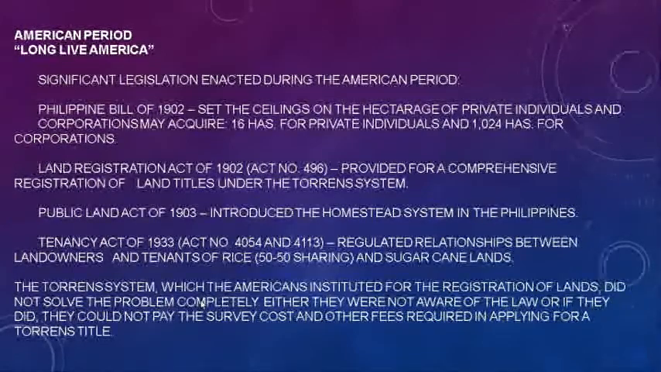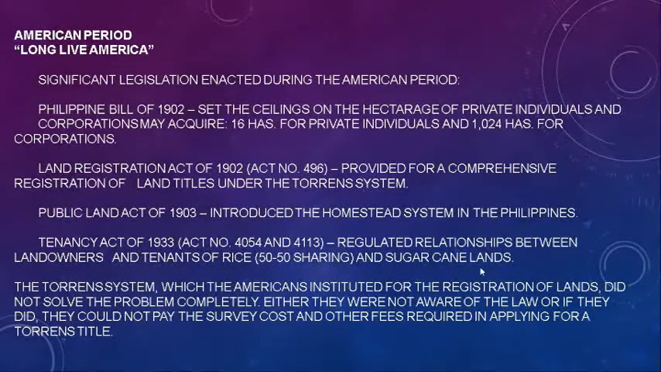Throughout the American colonial period, there were also other important legislations, such as the Public Land Act of 1903, which introduced the homestead system in the Philippines, and the Tenancy Act of 1933, which regulated relationships between landowners and tenants of rice, with 50-50 sharing, and sugarcane lands, which you will find out is what the sharing is up to this time.